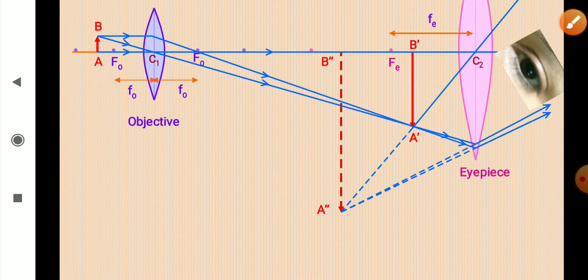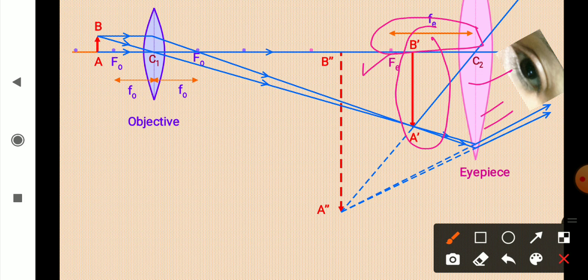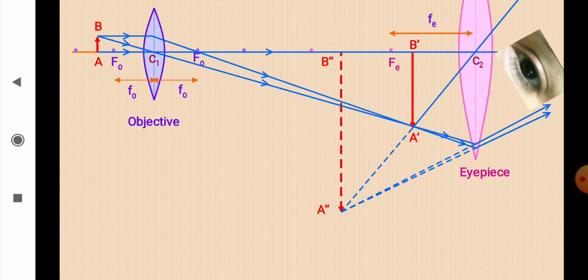Let us note one more point. Now, to make a virtual image by this eyepiece, ये हमारी real image जो है वो eyepiece और इसके focus के बीच में होनी चाहिए. अगर ये यहाँ पर होगी तो आप virtual image इस side में नहीं बना सकते. ठीक है?